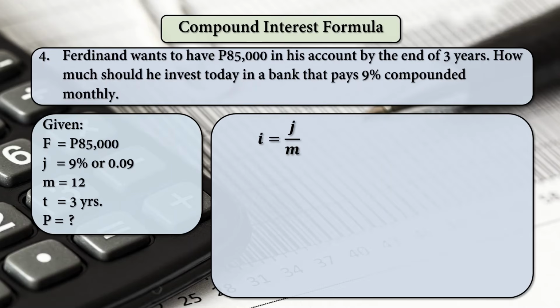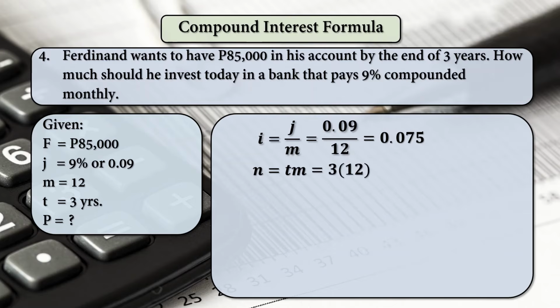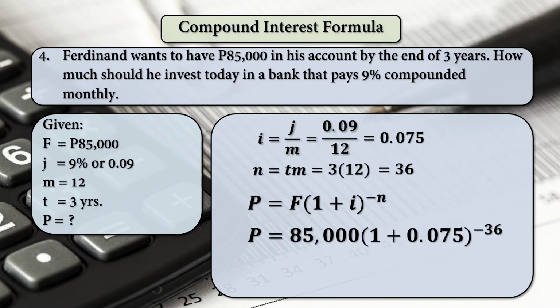So finding for I, I is equal to J over M, 0.09 divided by 12, that is equal to 0.0075. N is equal to TM, or 3 times 12, which is equal to 36. So back to our present value formula, P is equal to F times 1 plus I raised to negative N. F is 85,000 times 1 plus 0.0075 raised to negative 36. And P is equal to 64,952 pesos and 66 centavos.